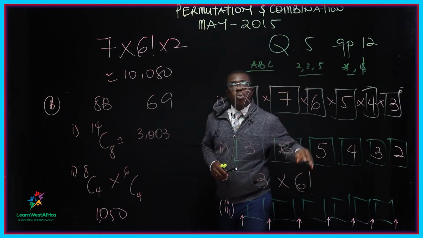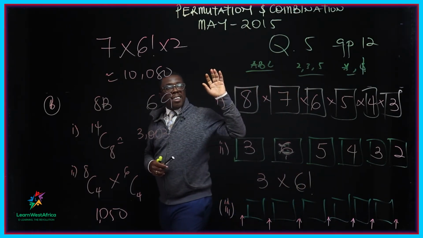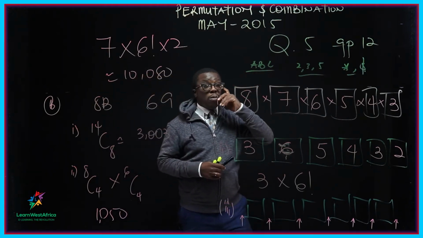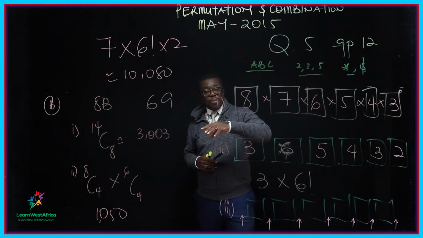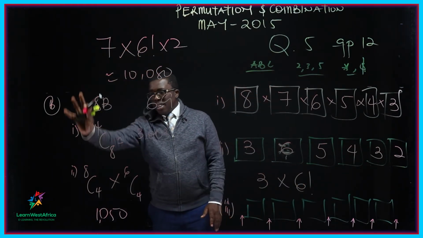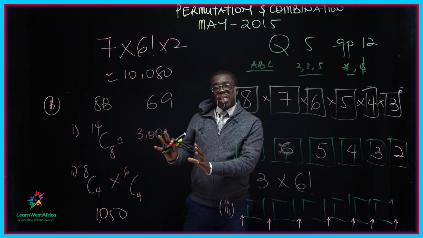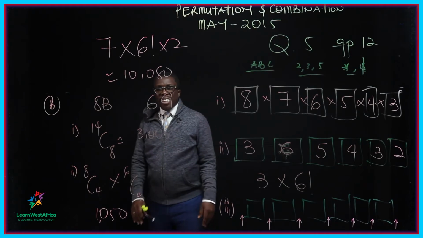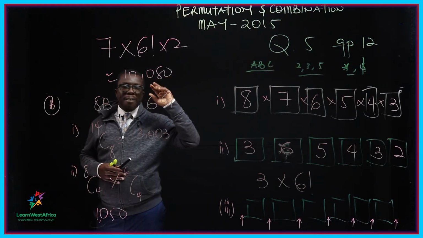So for 2015 May, QP 1-2, the question that came, question 5. The first part had to do with the permutation, which we've been able to resolve. Then the second part had to do with the combination that we've been able to resolve. And I'm sure that if you did it correctly, you should have all your answers.